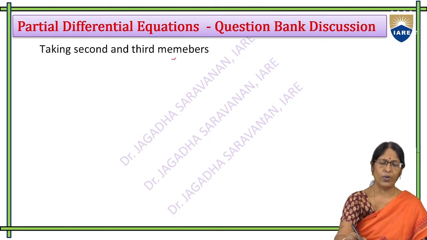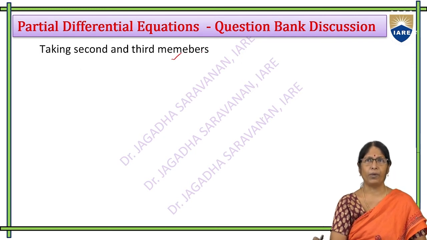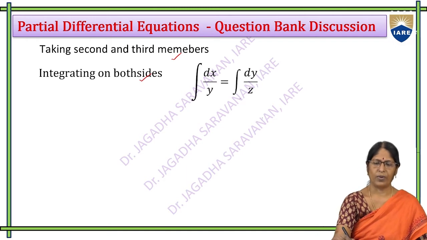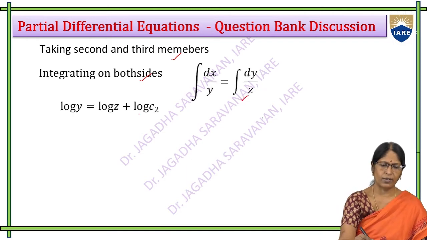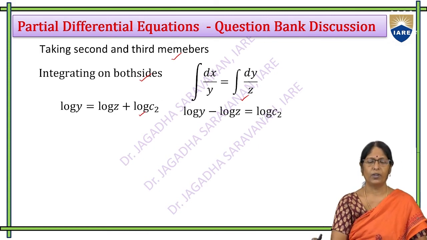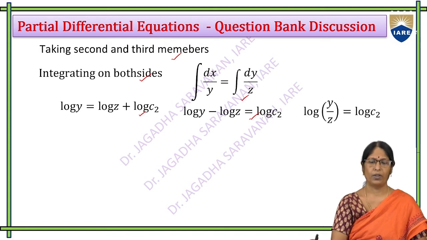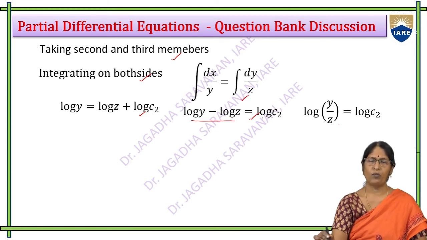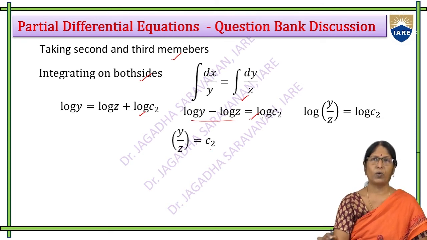For that, we have taken the second and third members. We are integrating on both sides. So we have got it. So this is the result we obtained. Log y equal to log z plus log c2. Logarithmic formula we used. Log y minus log z, which is equal to log c2. So log a minus log b equals log of a by b. So log of y by z, which is equal to log c2. Y by z equals c2.